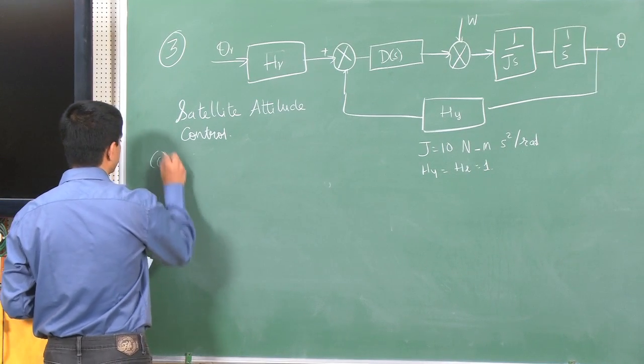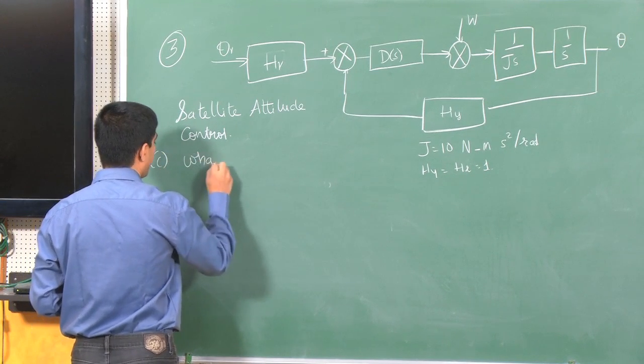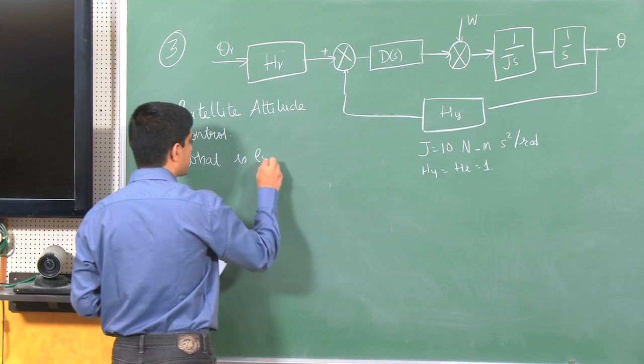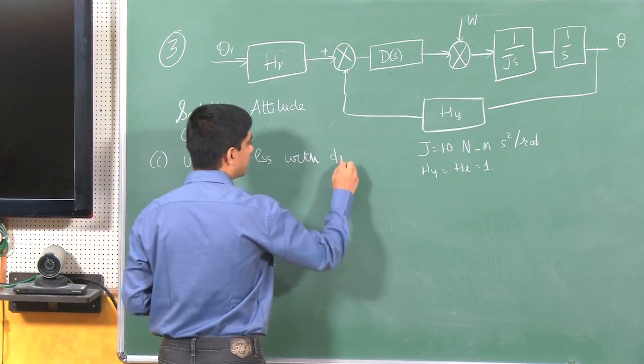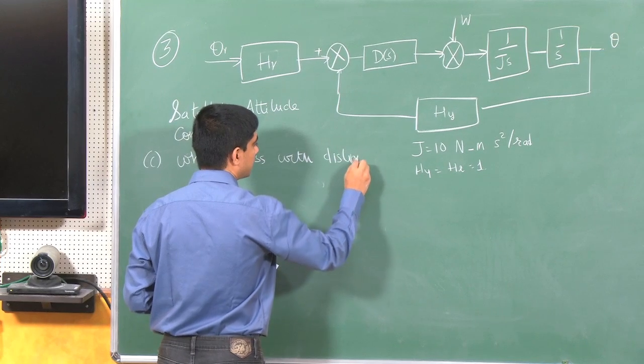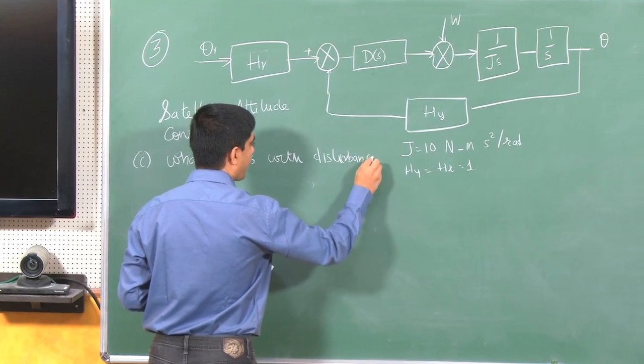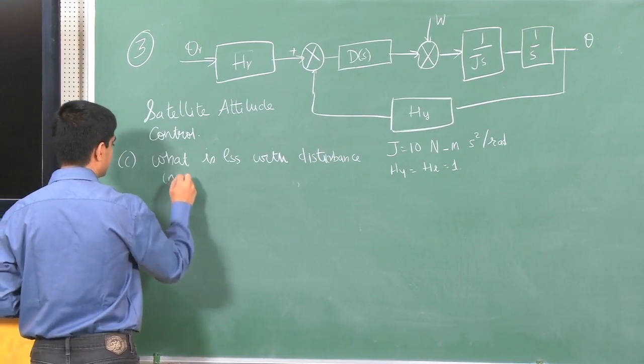Okay. Third case, what is steady state error with disturbance inputs?